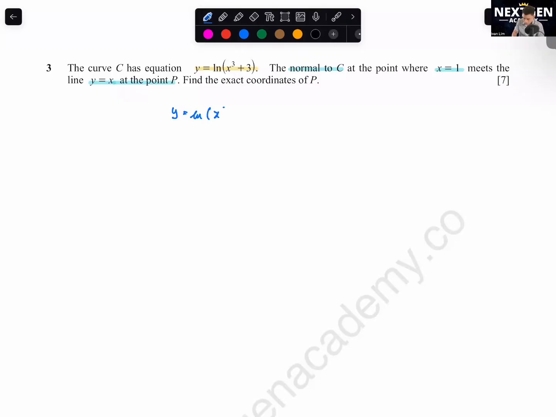Your original one, y equals ln(x cubed plus 3). To find the normal, I need my gradient, I need my x and y. Let's find our gradient first. dy over dx. Do you remember how to differentiate this? f prime x over f x. So you get 3x squared over x cubed plus 3. This is my gradient function.